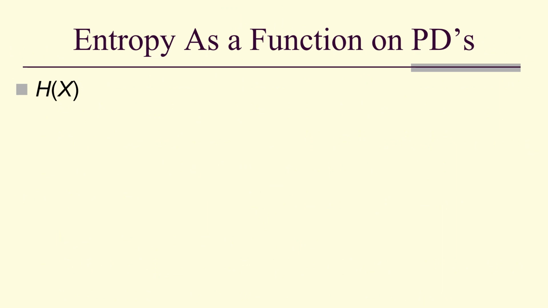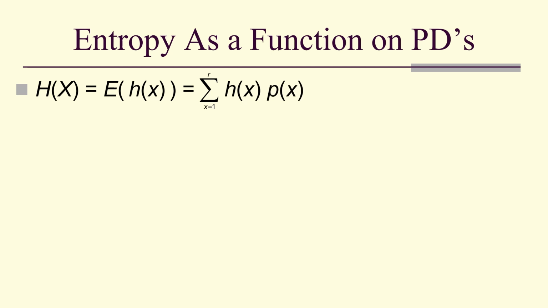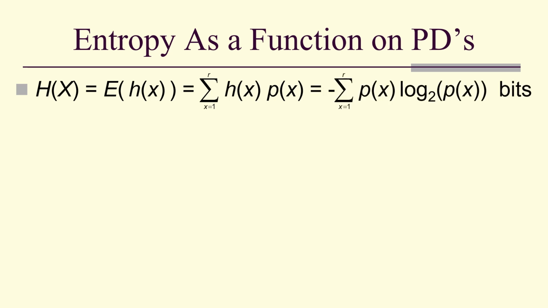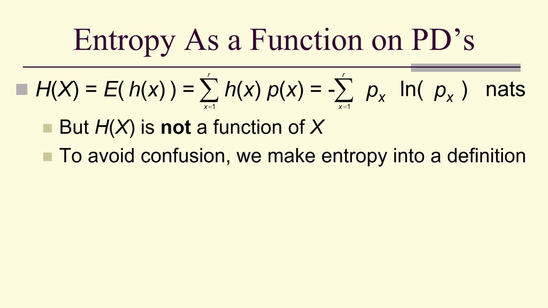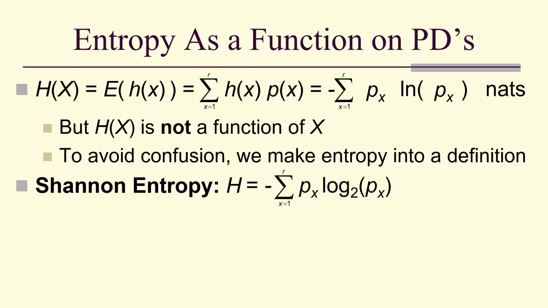So our entropy is the expected value of surprisal, which is the sum of the surprisal function times the probability function, which is negative of the sum p of x log base 2 p of x in bits, or the natural log if we're doing things in nats. And we're actually going to index our probabilities instead of thinking of them as functions, because entropy is not a function of capital X, and we don't want to cause confusion. So we're going to make the entropy function a definition called Shannon entropy.